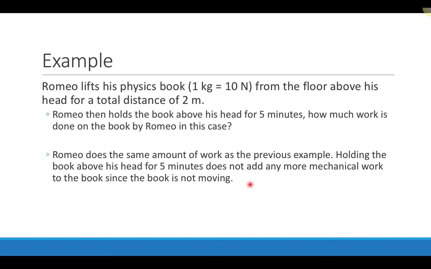And the question is the work that's done on the book, and the work that's done on the book would be the same.